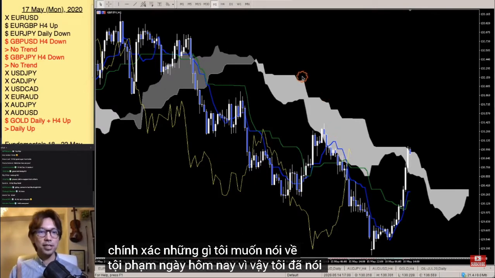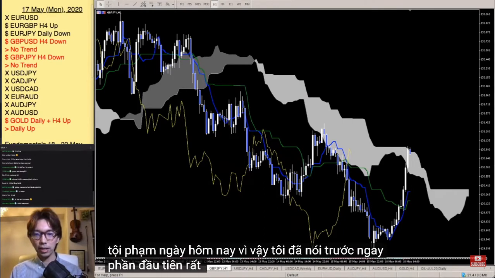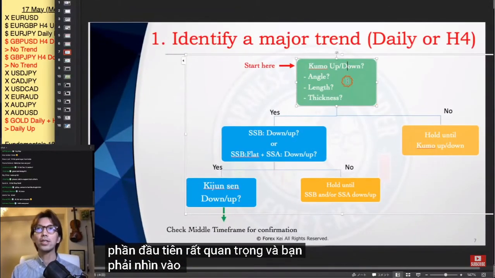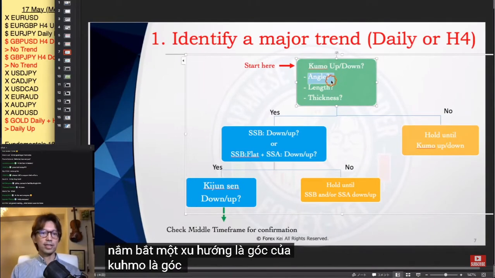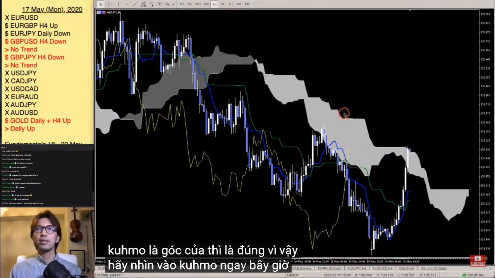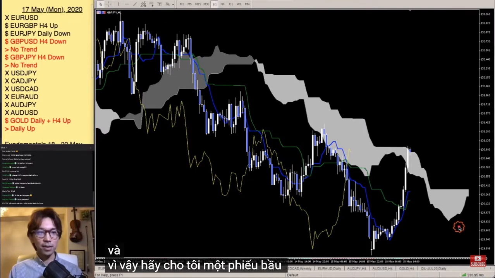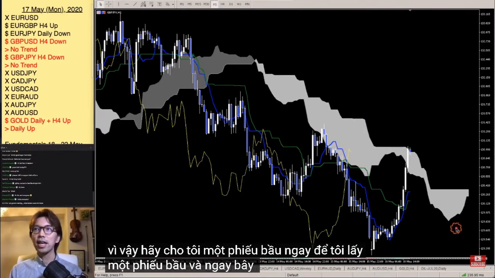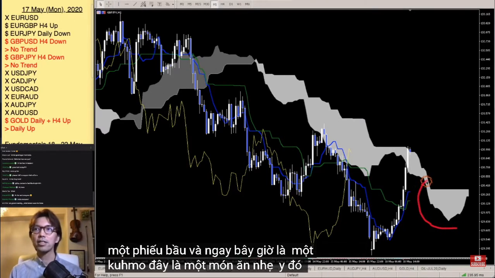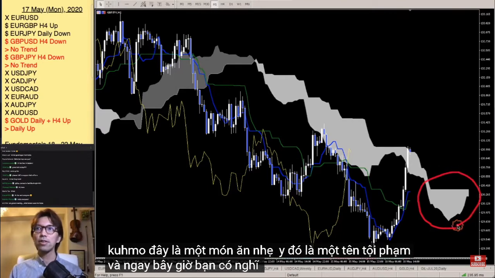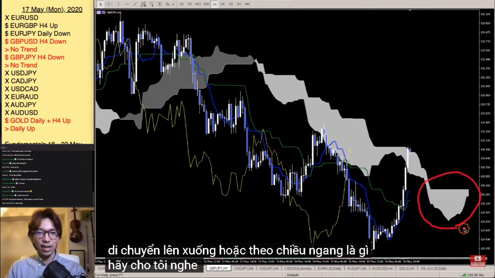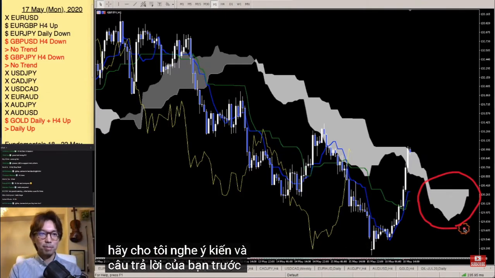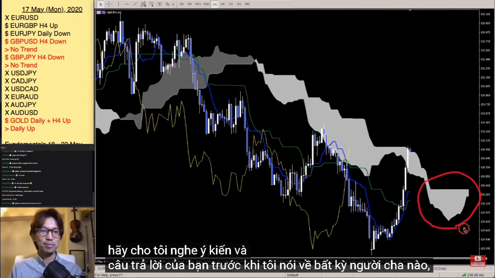The first part that is very important, and that you have to look at whenever you try to capture a trend, is the angle of the Kumo. Let's look at the Kumo right now, and let me take a vote. This light gray is the Kumo. Right now, do you think this is moving up, down, or horizontal? What is your call? Let me hear your comments and answers before I talk any further.